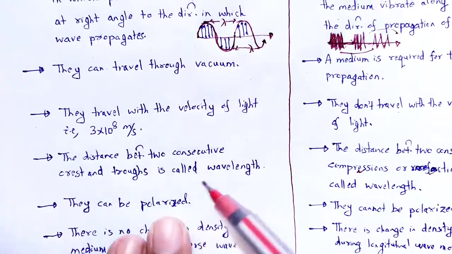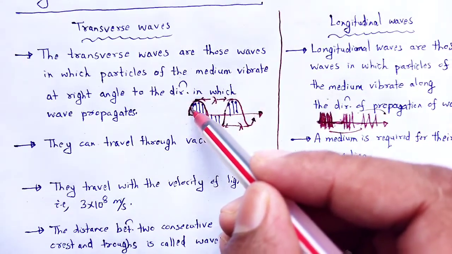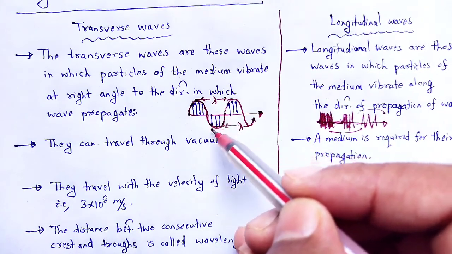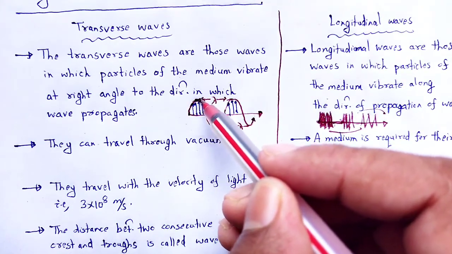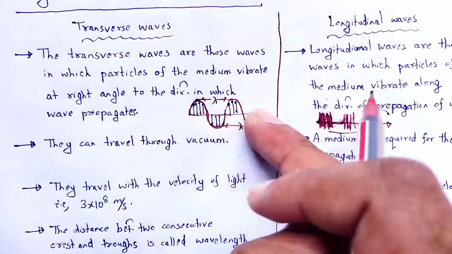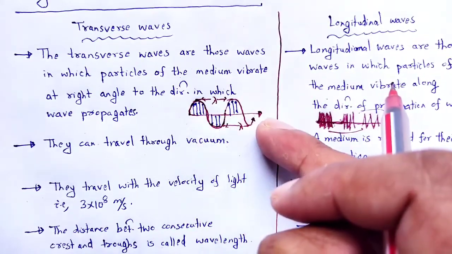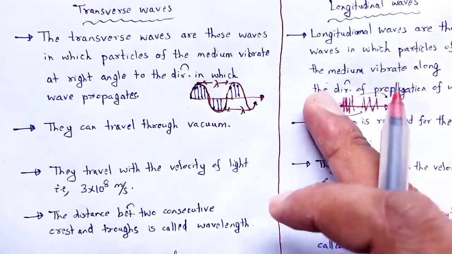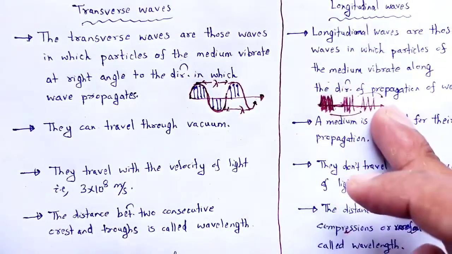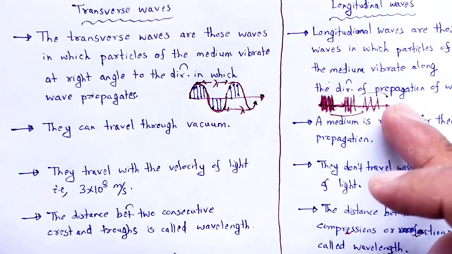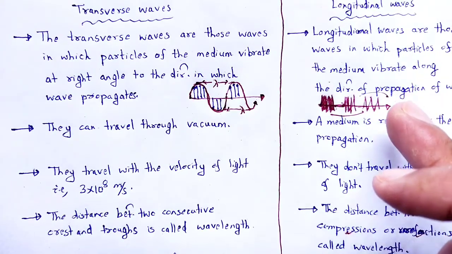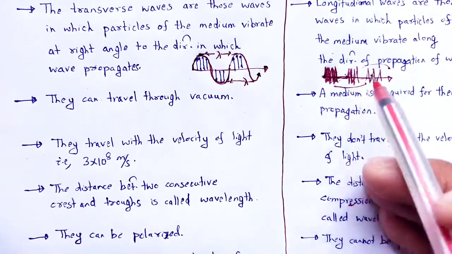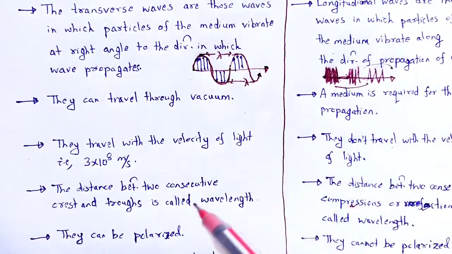Transverse waves can be polarized. Since there is an upper half and a lower half, we can polarize by taking either the upper half or the lower half. But in case of longitudinal waves, all particles are vibrating in the same phase, so no polarization occurs. They can't be polarized.